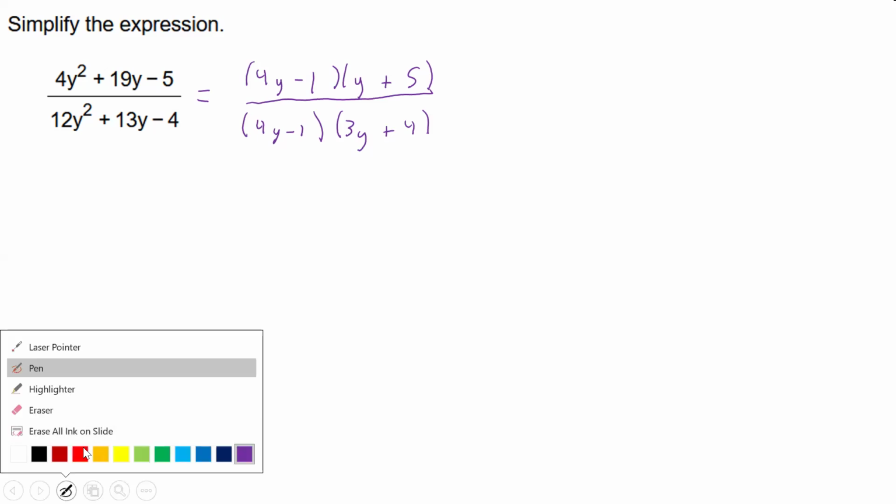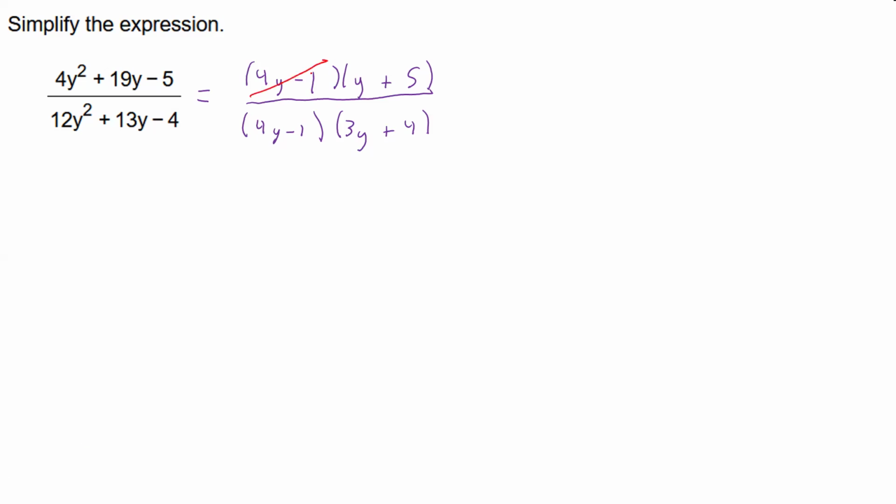Now we go back to cancel. Well, 4y minus 1, 4y minus 1, again, works really nice. So that's our solution. So we get y minus 5 over 3y plus 4. All right, so that's one that works out nicely.